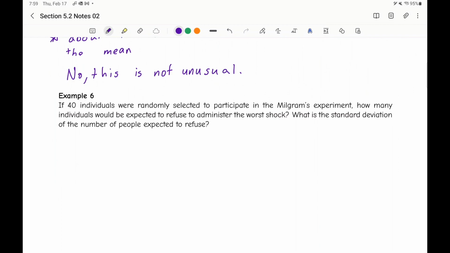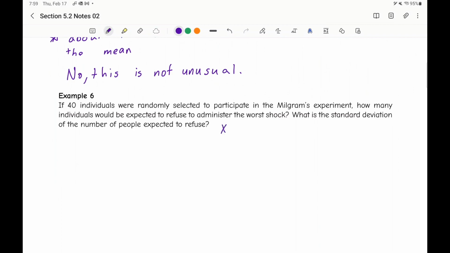Poor transition there. Example 6. If 40 individuals were randomly selected to participate in the Milgram's experiment, how many individuals would be expected to refuse to administer the worst shock? And then what's the standard deviation?